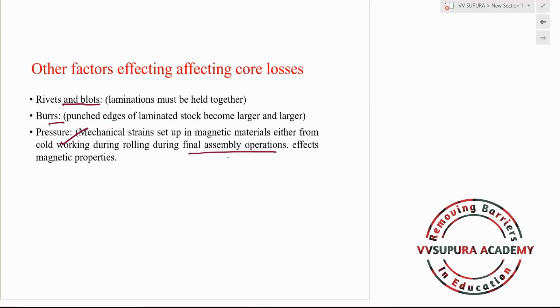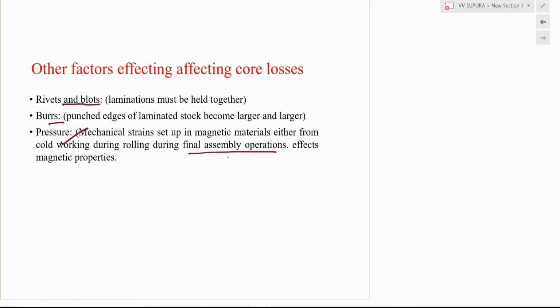When you are calculating the efficiency, first of all, we have to know the losses. This is the detailed information about the losses in the magnetic materials. I hope you all learned something about losses in the magnetic materials.